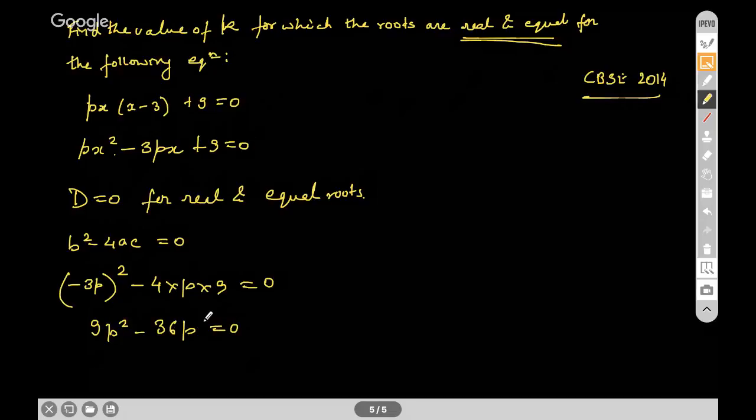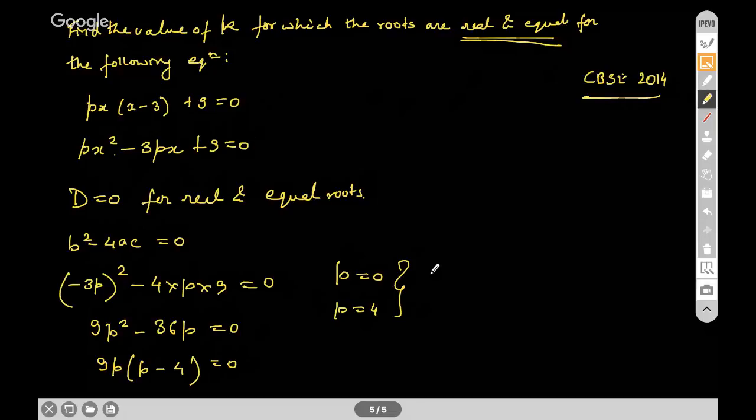You need not multiply it here also, because you can extract a common factor. So you can now say 9p into p minus 4 equals 0. So if this is the case, then either p equals 0 or p must be equal to 4. Again, there are two solutions to this. So let us check if p equals 0.